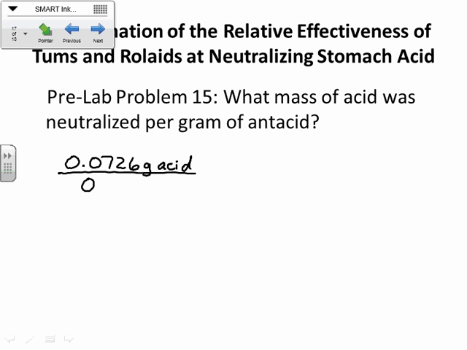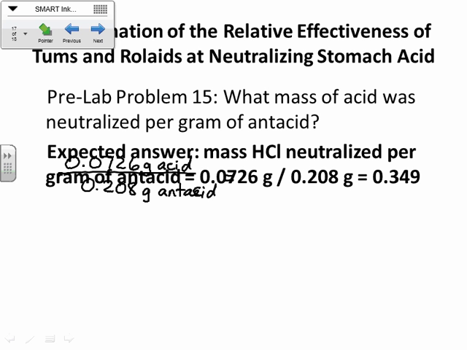So then divide that by 0.208 because that's the mass of the antacid. Okay. So then you're going to end up with the number that comes up here, 0.349. Okay. And that's just a ratio, so there's no unit that goes with that number. All right. So that's just showing basically how effective this antacid was at neutralizing the acid.